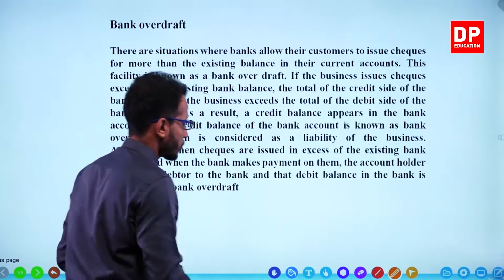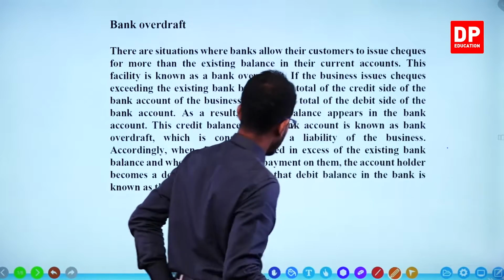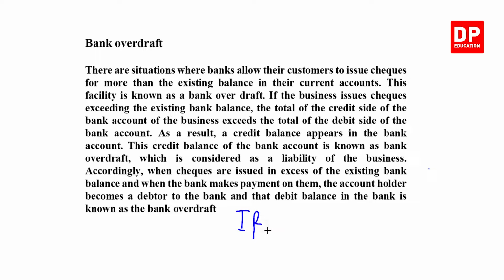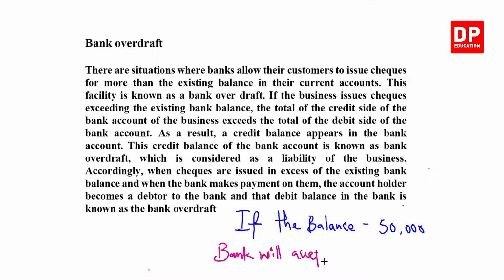A quick example: if the balance of the current account is 50,000, the bank will accept a check of, let's say, 70,000. The bank will accept a check of 70,000.